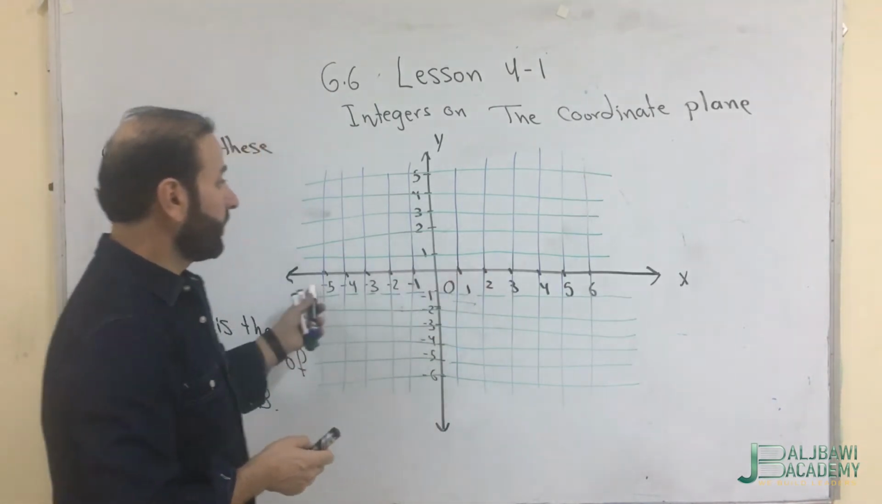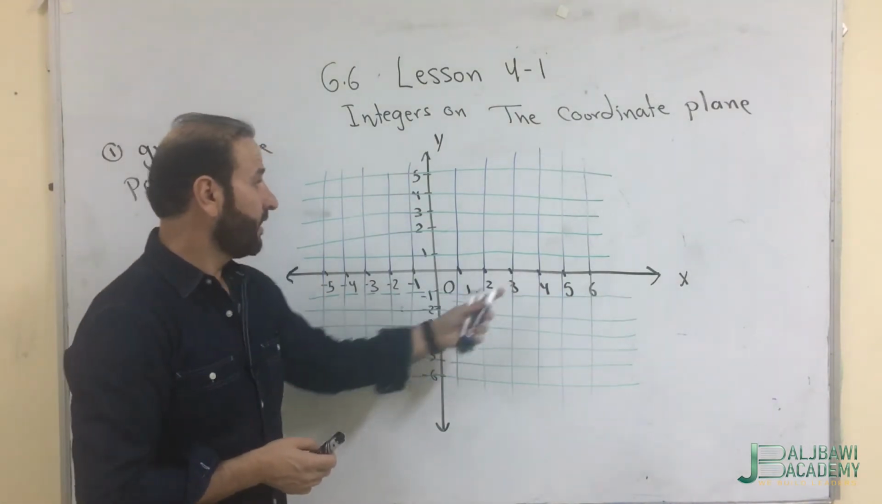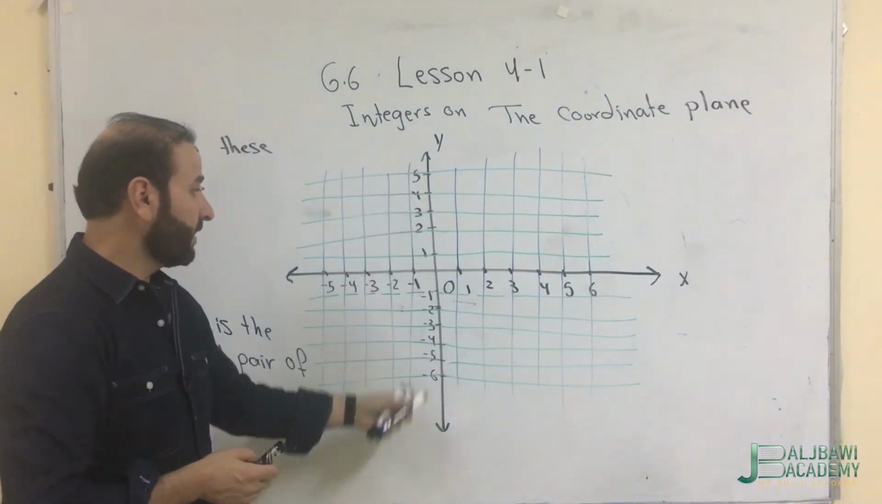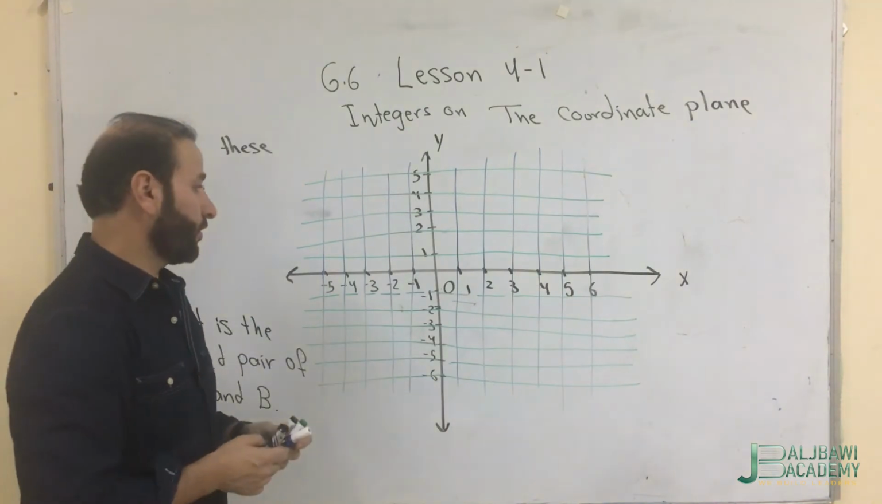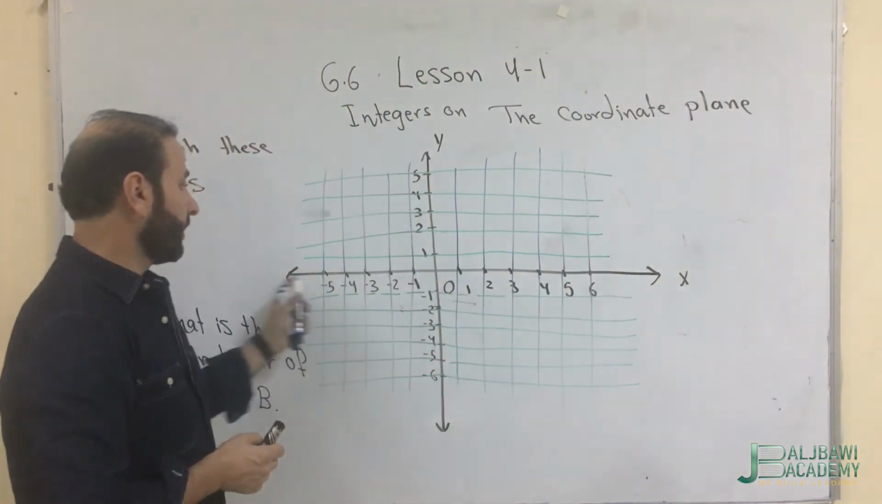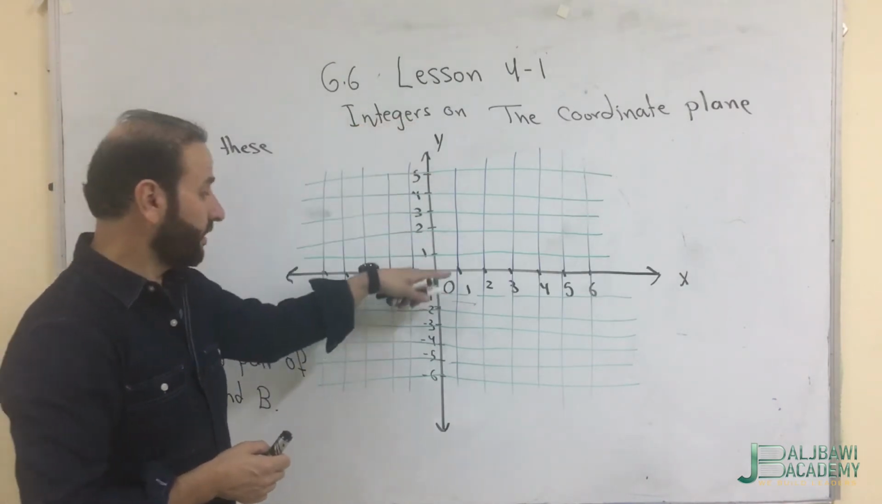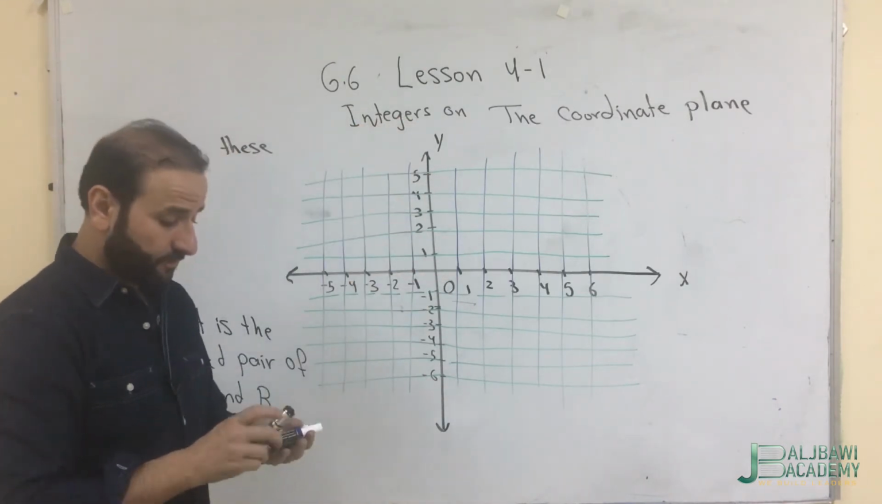Here this is the coordinate plane. It consists of the x-axis intersecting with the y-axis at the point we call the origin. Here the x positive, here the x negative, here the y positive, and here the y negative.